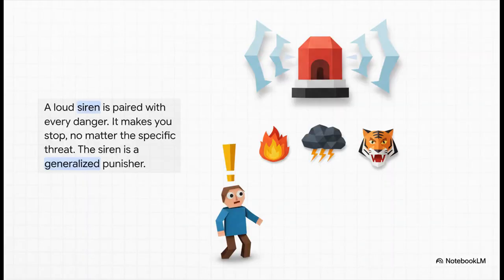Let's finish up our island story. Imagine there's a loud siren on the island. Over time, that siren has gone off right before all kinds of dangers, before hot rocks were found, before big storms hit, and before dangerous animals were spotted. Because it's been paired with every type of danger, just hearing that siren makes you stop whatever you're doing and find safety, even if you don't know what the specific threat is. That siren has become a generalized conditioned punisher.